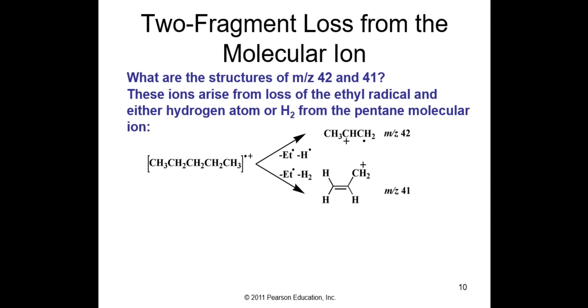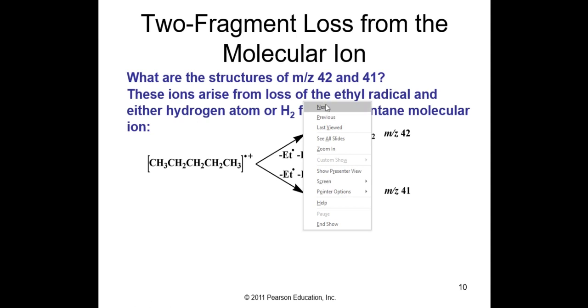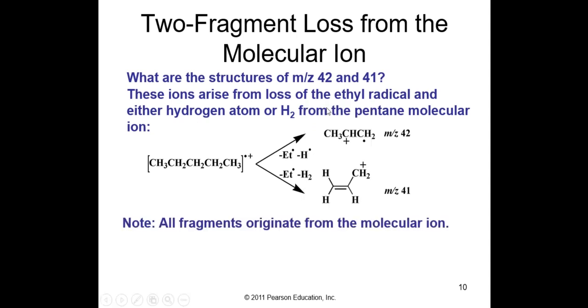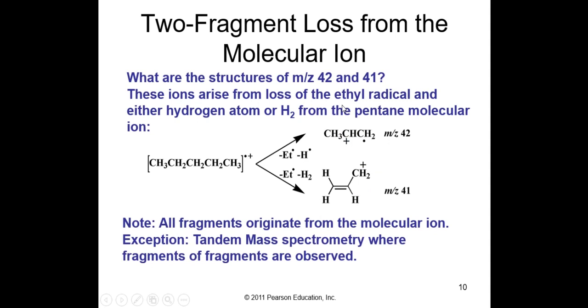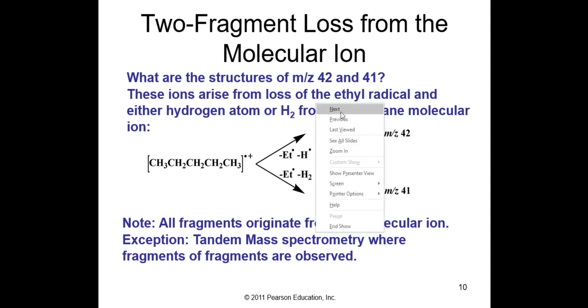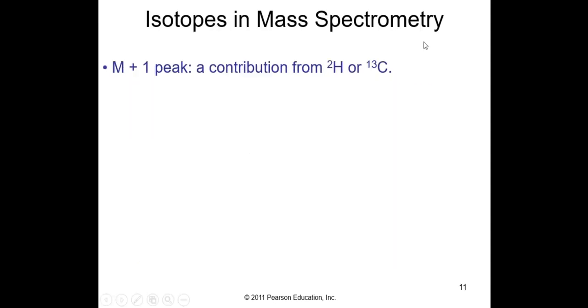Entropy favors a lot of things being formed, right? All fragments, however, originate from the molecular ion. Exception, tandem mass spectrometry, where fragments of fragments are observed. And I can't help you with tandem mass spec. I only know fundamental mass spec.